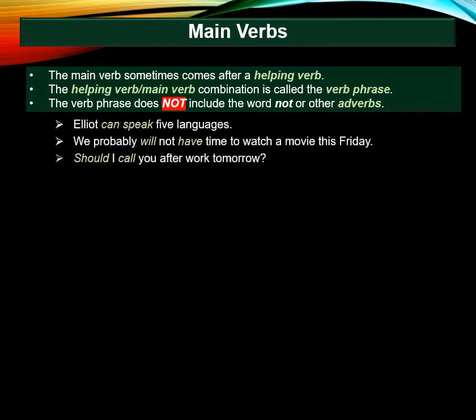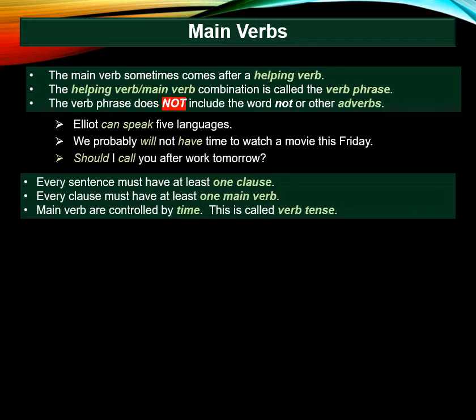So, Elliot can speak 5 languages. The verb phrase is can speak. We probably will not have time to watch a movie this Friday. The verb phrase is will have, and not is not a part of it. Should I call you after work tomorrow? The verb phrase is should call.